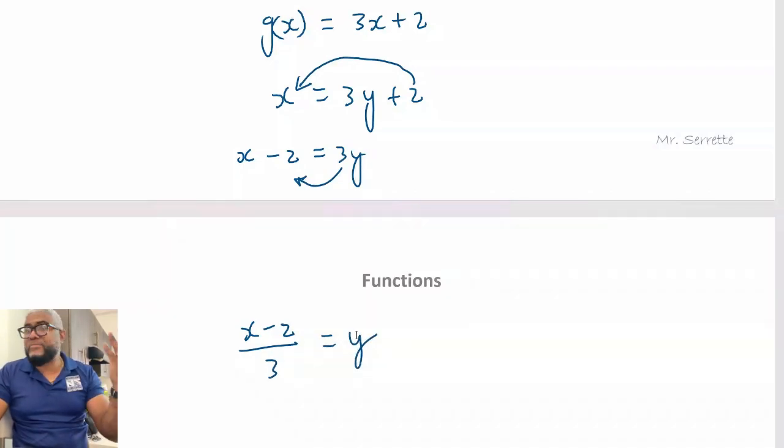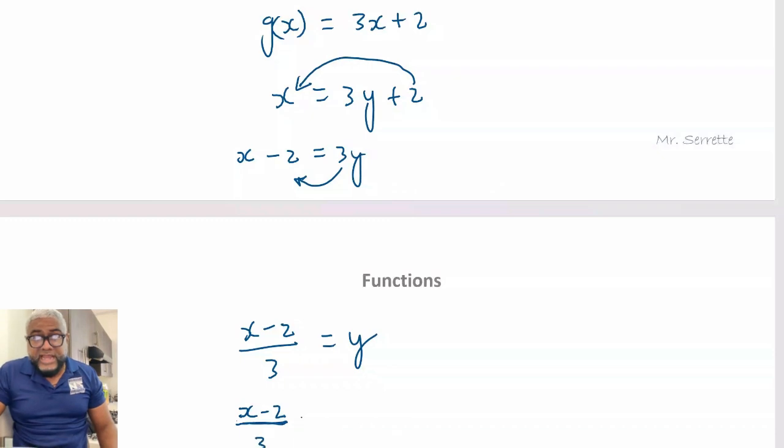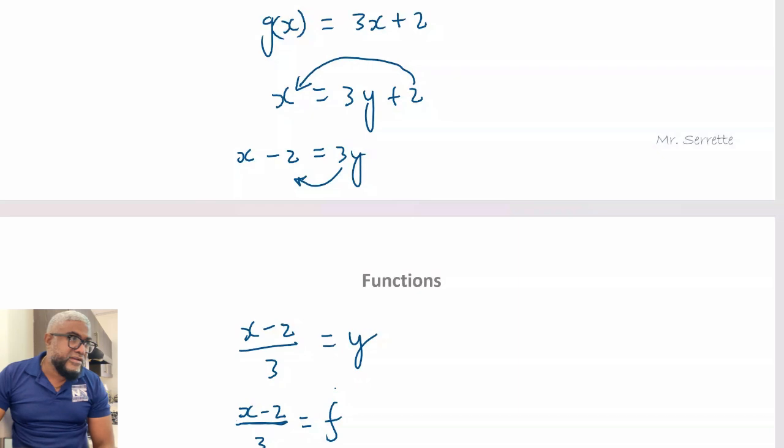We good there? Last step. What's the last step here? Change the y to g inverse of x.